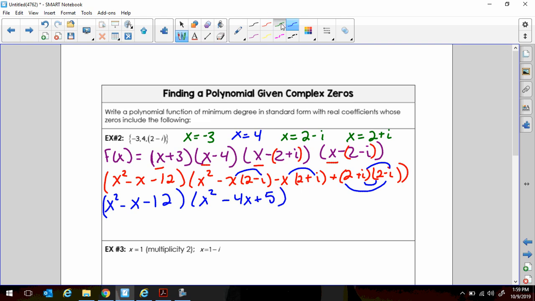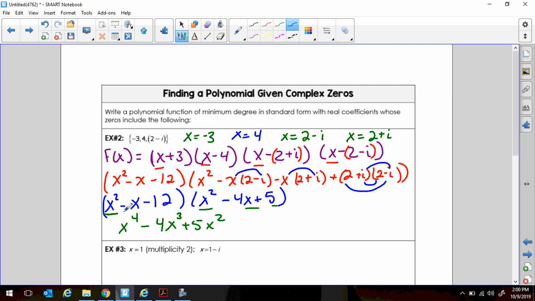Alright, now I need to also distribute this. This is no longer FOILing. We multiply this term by all of them. Then negative x times all of them, negative 12 times all of them. X squared times x squared is x to the 4th. Minus 4x squared, and 1 is 3. Plus 5x squared. Now I'm going to change colors.